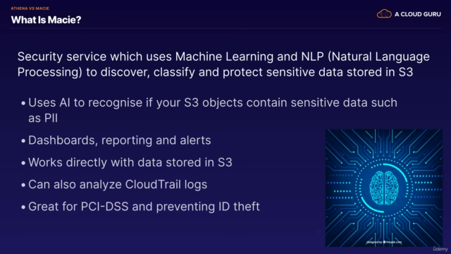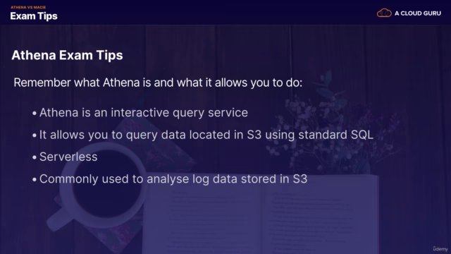Now you can see why people get the two confused, because Athena allows you to query your data on S3 based off SQL commands that you write. However, Macie also queries data on S3, but it's using machine learning and natural language processing to discover PII information. So they're similar but different services.